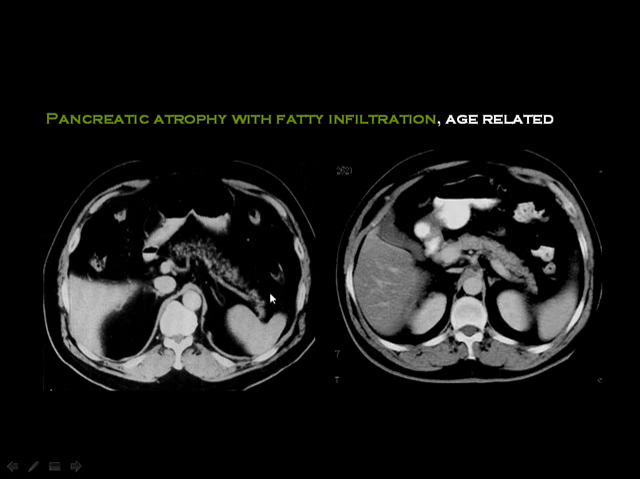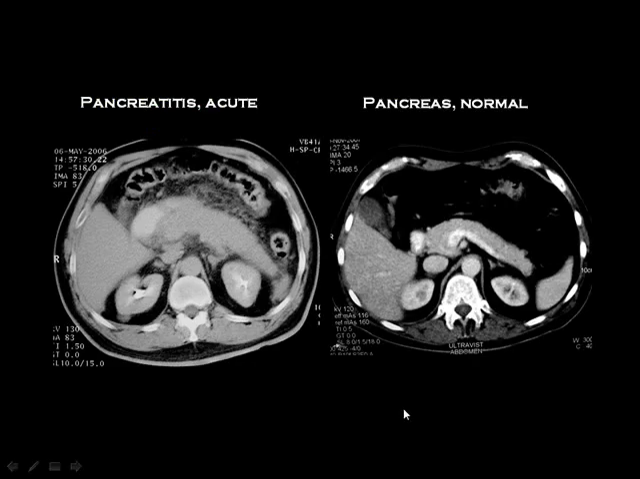And if you look at the pancreas in older people, you can see the pancreas is infiltrated by fat, and this is normal. Normal in elderly patients, you can see the pancreas which is infiltrated by fat, which is considered normal. It has no relation with the pancreatic function.